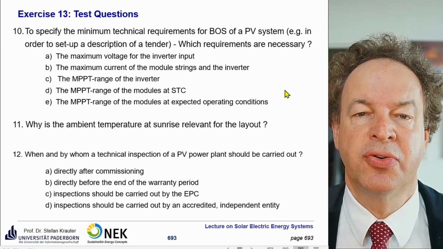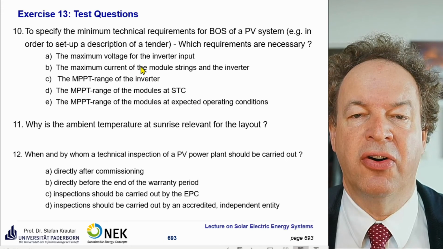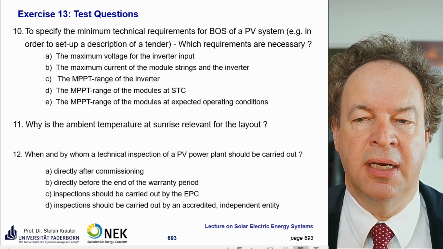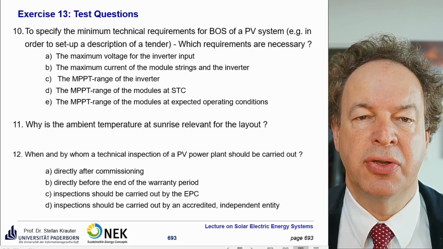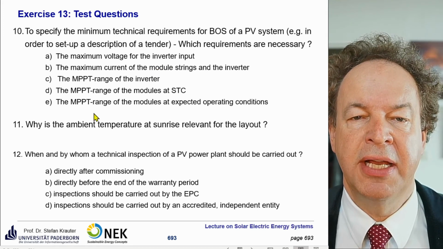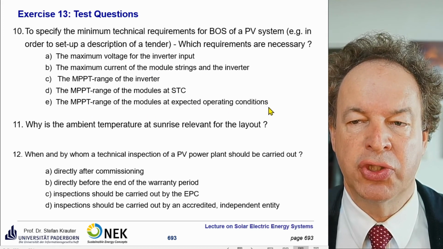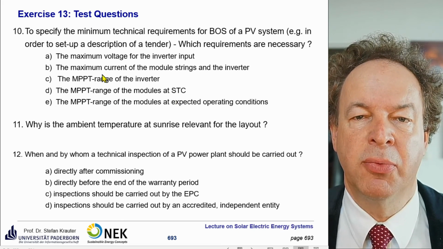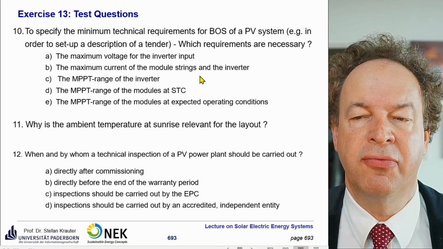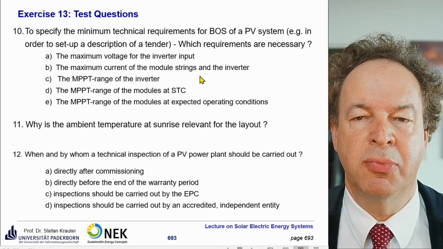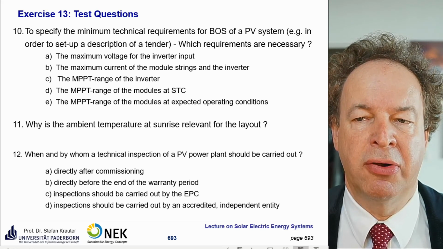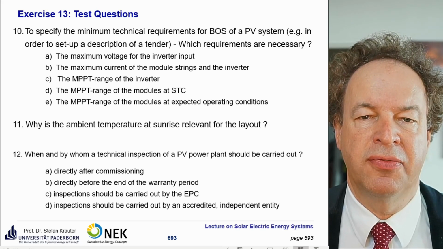So let's check which is true. The maximum voltage for the inverter input is surely relevant, because if the modules exceed that voltage, they may destroy the inverter, so for sure A. And the related question E is for sure true. B, the maximum current of the module strings and the inverter, sure, you don't want to exceed the maximum current. Too much current into the inverter may also lead to destruction of the inverter.